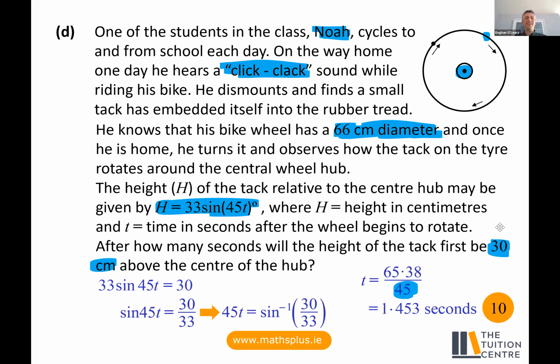So in the end, what do we have to do here? Well, it is a trigonometric periodic function question. But in the end, all we had to do was solve the equation. And we only had to find one solution because it was when is it first at that point. So that's going to be the positive version of the inverse sine of 30 over 33. And that was it. That was the end of the question.